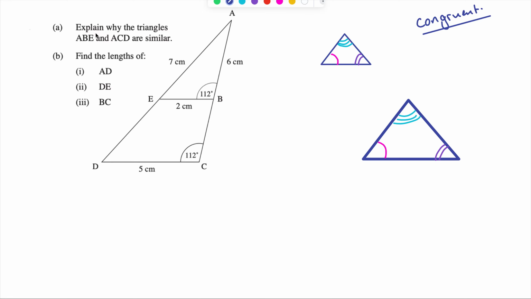So for this, they say explain why the triangles ABE and ACD are similar. The first thing I would be doing there is drawing out the two triangles. So ABE is that top one there. So I'm going to draw a rough sketch of it. So we've got ABE. This is 112. And I'm going to mark this angle in at the top. And you'll see why in a second. It'll become very clear why we need that. There's A, there's B, and there is E.